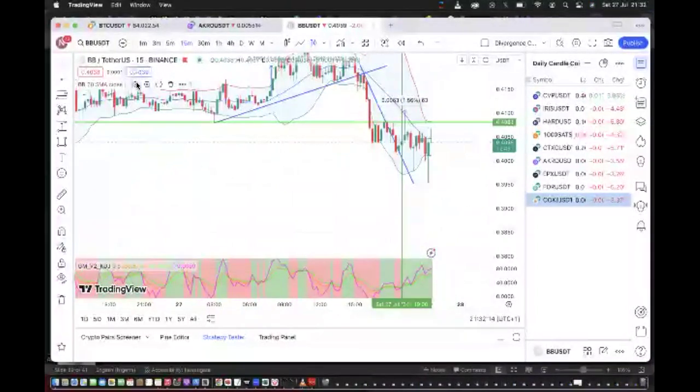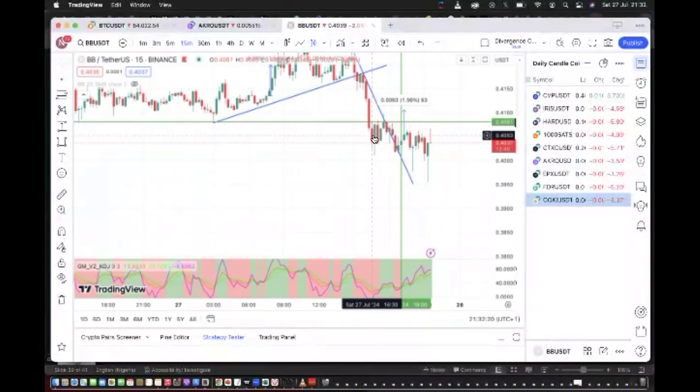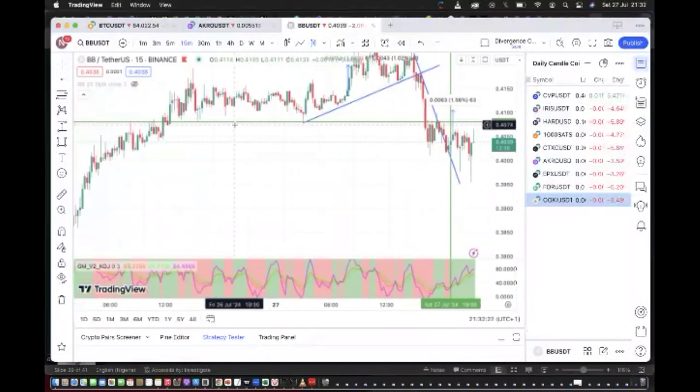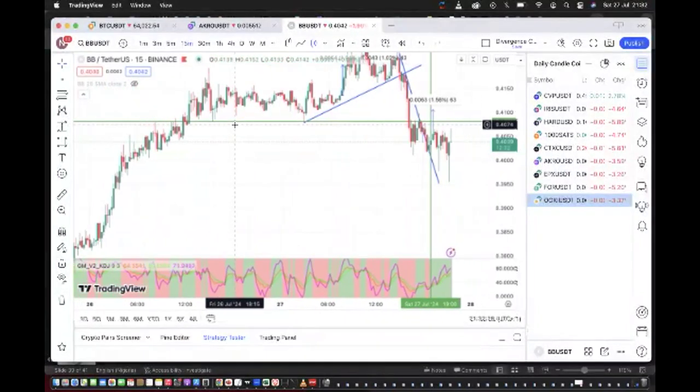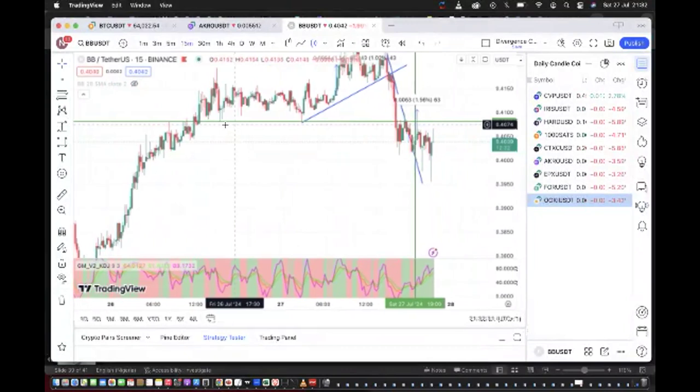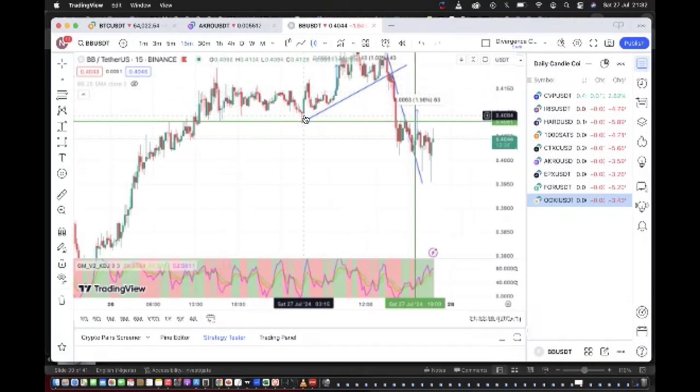Let me hide the Bollinger Band for now, so it's clear. So this market went downwards, did a retest on this line, but it also did a retest on this line. Okay, so there's horizontal and diagonal support and resistance lines. So support and resistance is not only horizontal. Yes, you can see here, it tested here, went up, tested here again, went up, and broke through this.